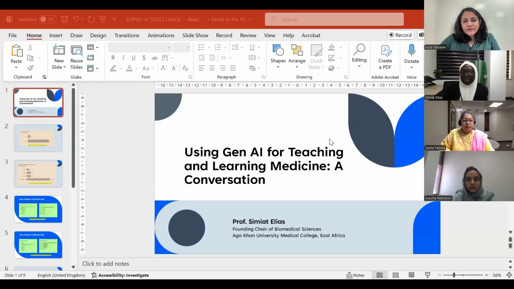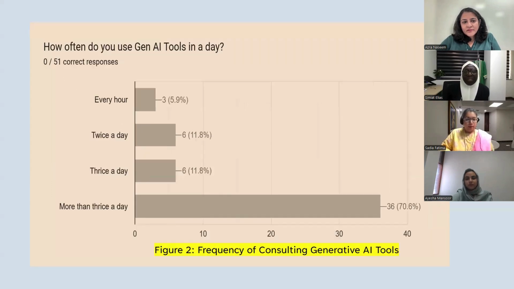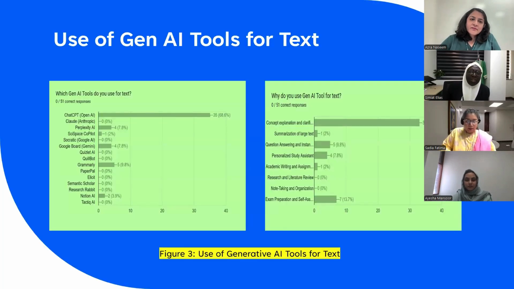So what I've just done was to ask them why they're using what they're using, because sometimes when you walk around in the class... Can you go on to the next one, please? This is just to show that most of the respondents were second-year students. Next one, please. And then I asked them why they were using what they were using.